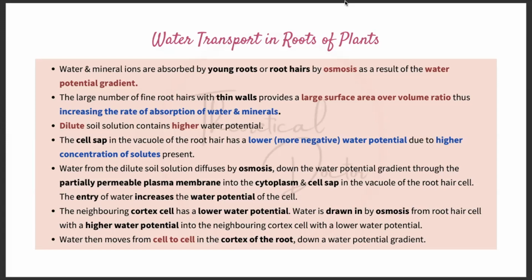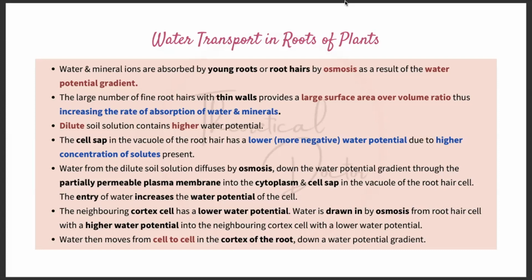The neighboring cortex cell has a lower water potential. Water is drawn in by osmosis from the root hair cell with a higher water potential into the neighboring cortex cell with a lower water potential. And the water then moves from cell to cell in the cortex of the root down a water potential gradient.